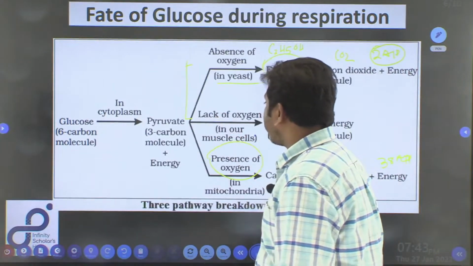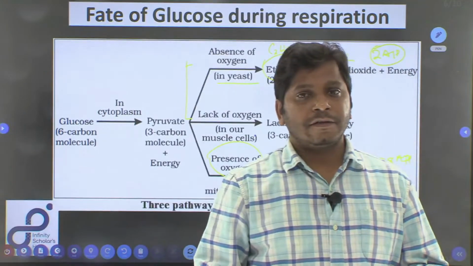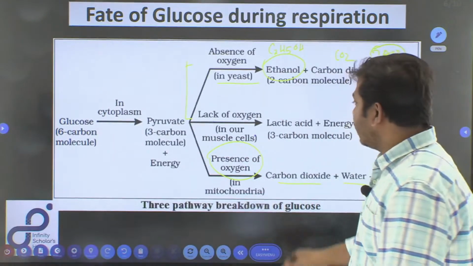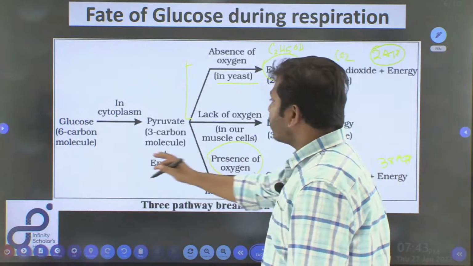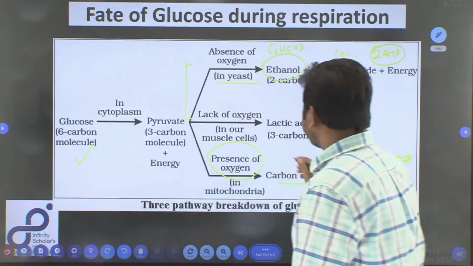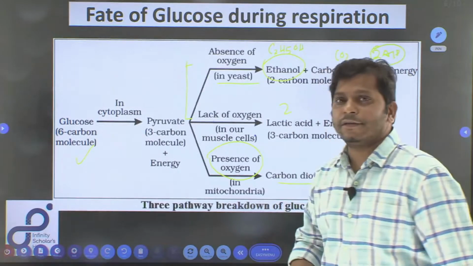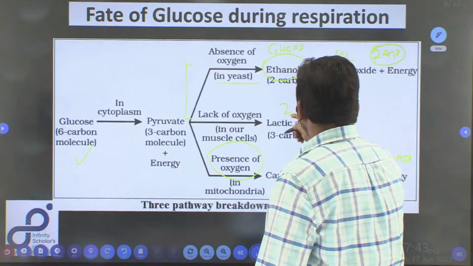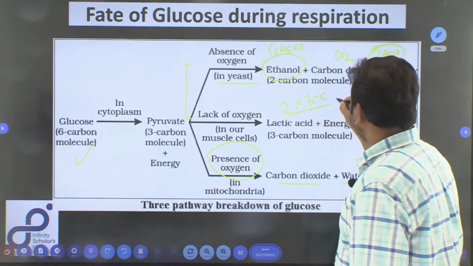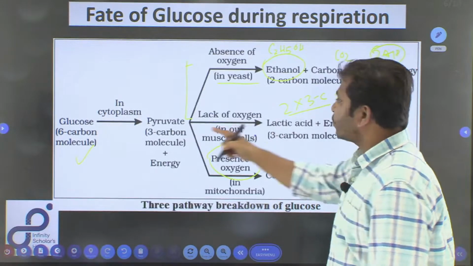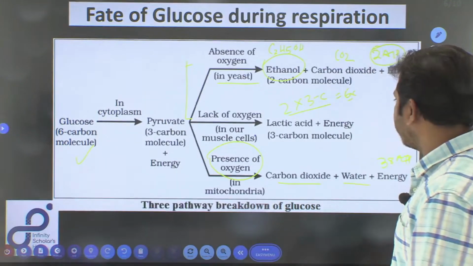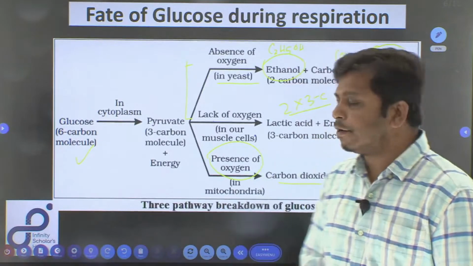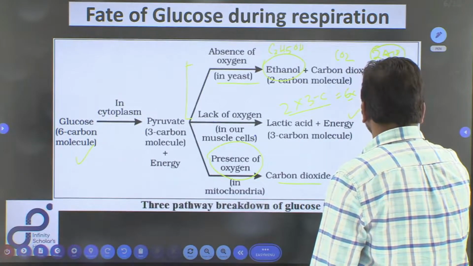There is another kind of process that occurs in some living organisms as well as in our muscle cells, and that is called lactic acid fermentation. In this reaction, one molecule of glucose is broken down to produce two molecules of lactic acid, and lactic acid is a three-carbon compound. So two molecules of three-carbon compound make up the six-carbon glucose. Energy is also released in this process, and here also two molecules of ATP are produced.